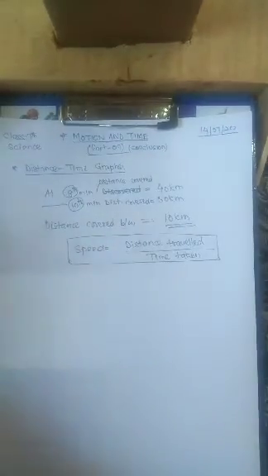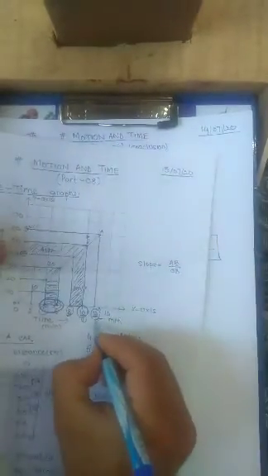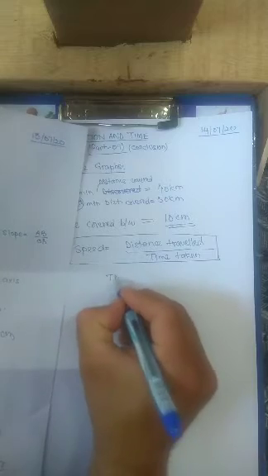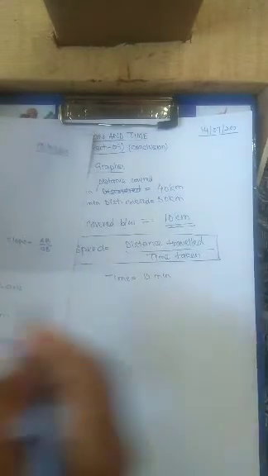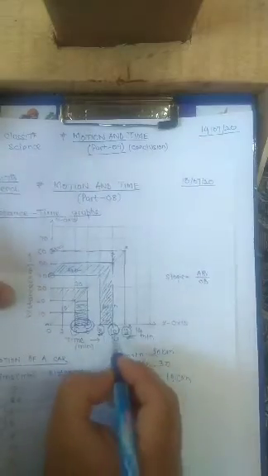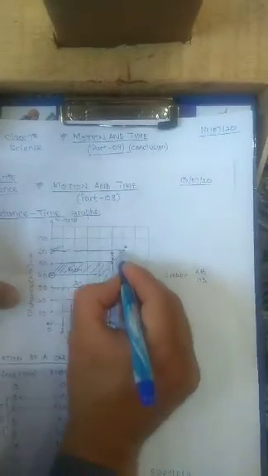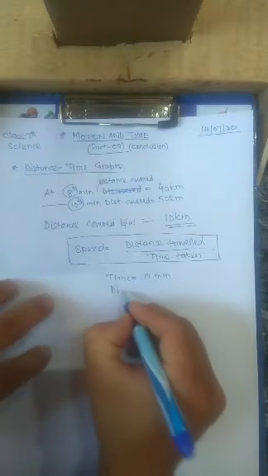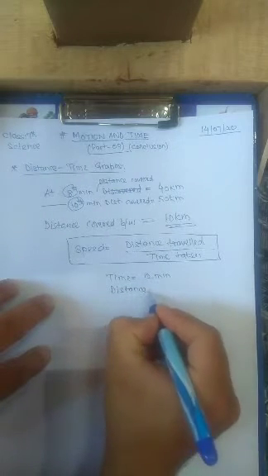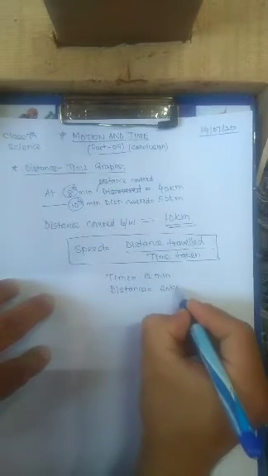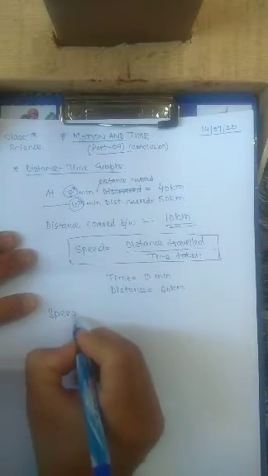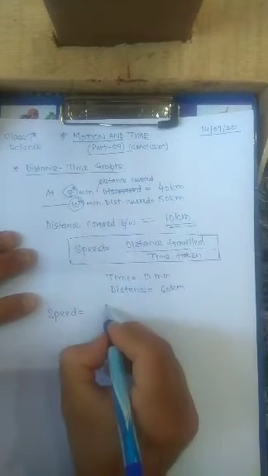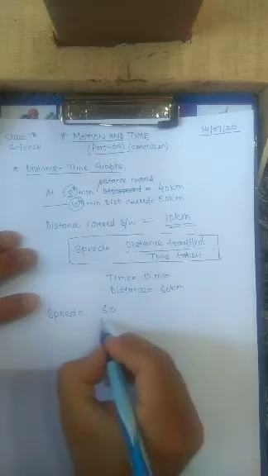Now, as you know, I am talking of the 12th minute. Time is given as 12 minutes. And at the 12th minute, what was the distance covered by that car? The distance covered at the 12th minute was 60 kilometers. Now the speed is distance by time taken.